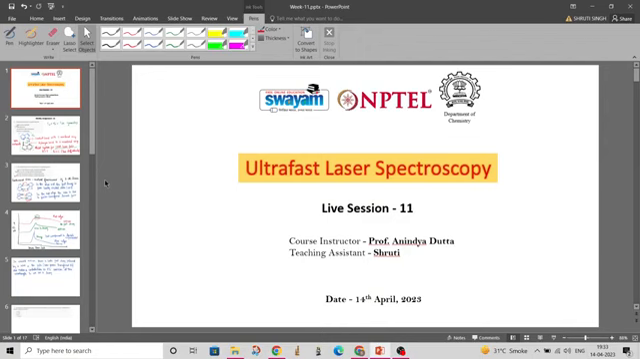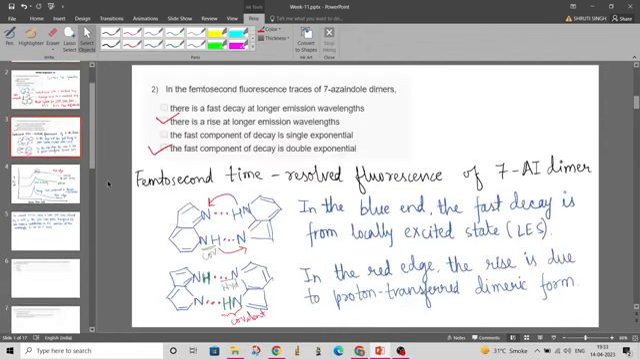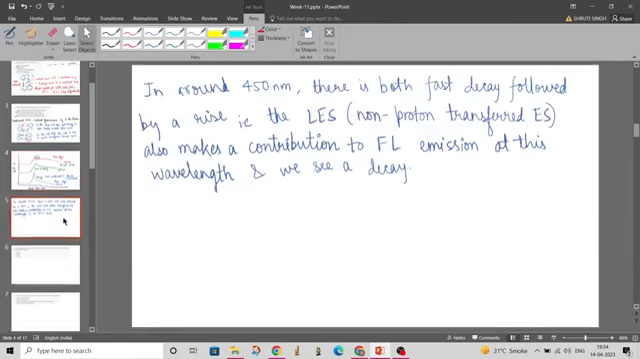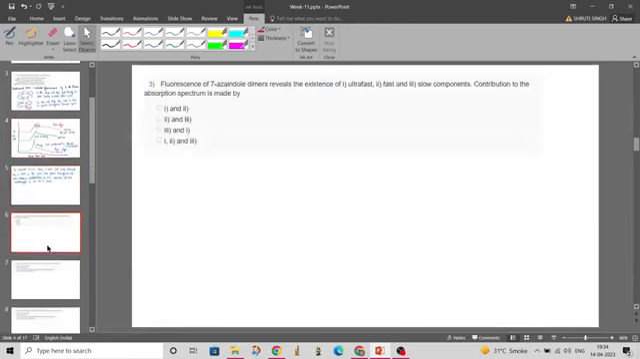Okay, so this is the second question, that when the time resolved fluorescence decay is taken at the red edge and the blue edge, at the red edge we see a rise in the fluorescence decay, and in the blue edge we see a faster decay. That's all, and let's move to the third question.